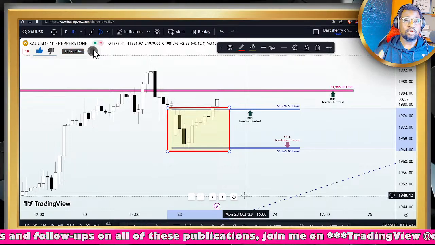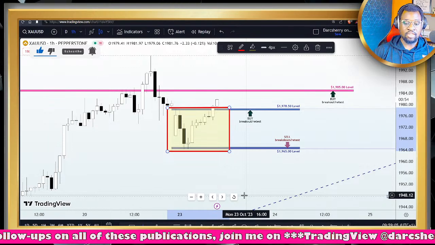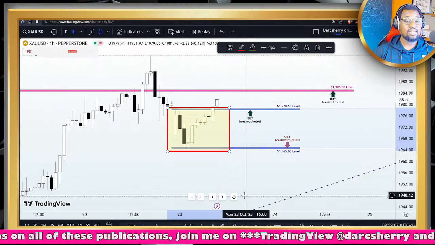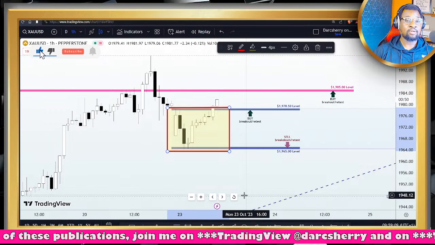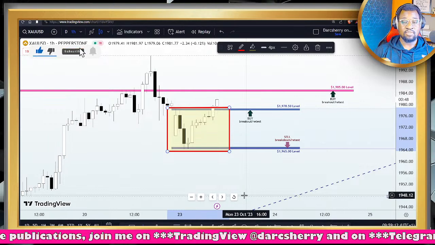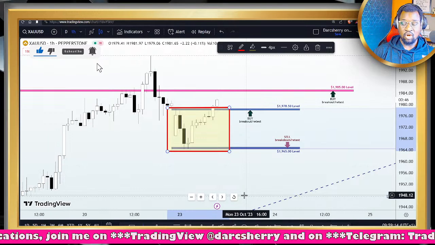And of course, you know how we do it. Whenever we have this kind of range, we do want to exercise patience, waiting for either the breakout or breakdown of that range to give us an opportunity to either buy or sell.